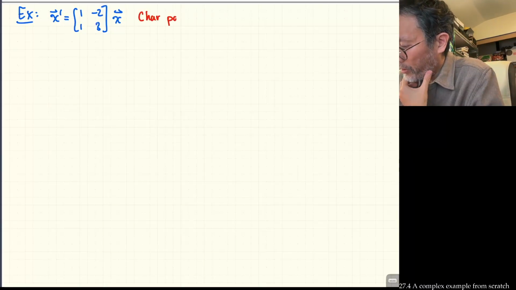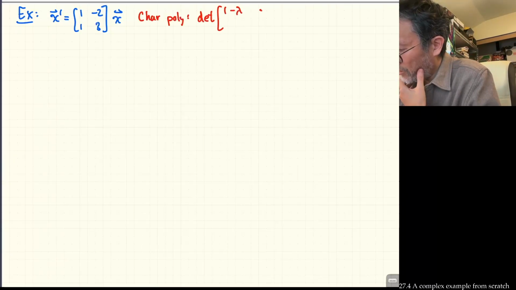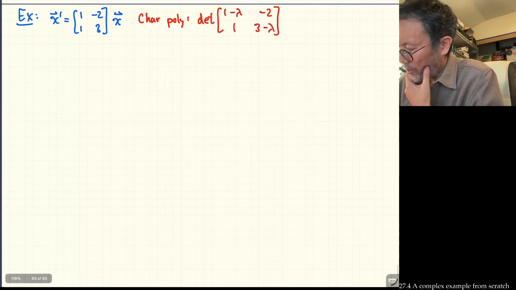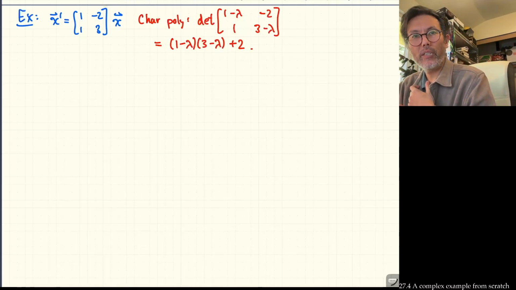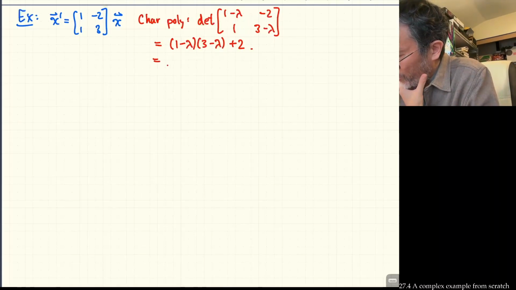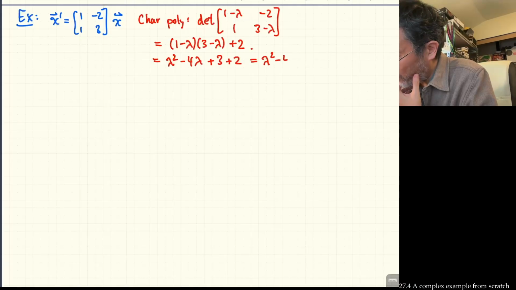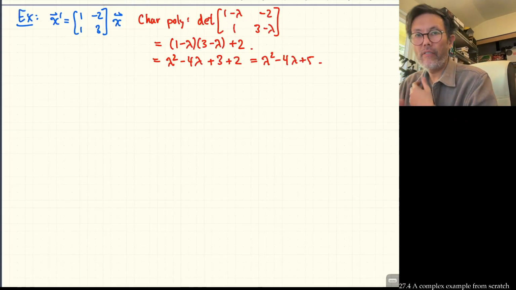We want to look at the characteristic polynomial, which is, of course, the determinant of [[1 minus lambda, -2], [1, 3 minus lambda]]. And this should be automatic. This is the product of (1 minus lambda) and (3 minus lambda) minus negative 2. So that's plus 2. Expanding this out, we get lambda squared minus 4 lambda plus 3 plus 2, which is, of course, lambda squared minus 4 lambda plus 5.